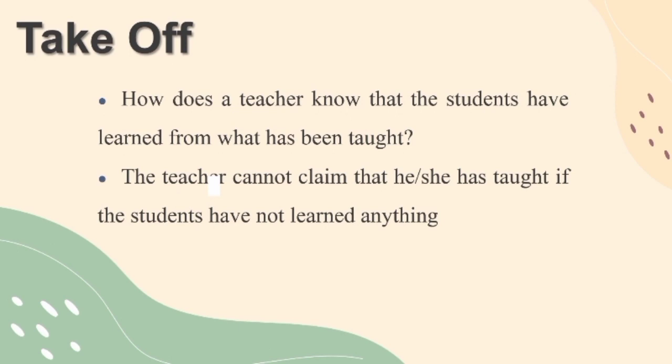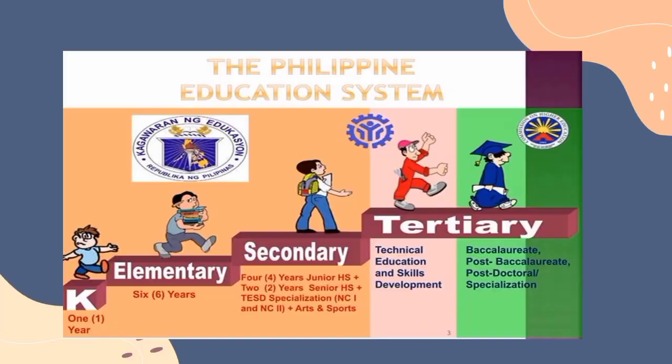In this lesson, we will find out that assessment of learning is an evaluation process that deals with whether the intended learning outcomes through the teaching-learning process have been converted into achieved learning outcomes.